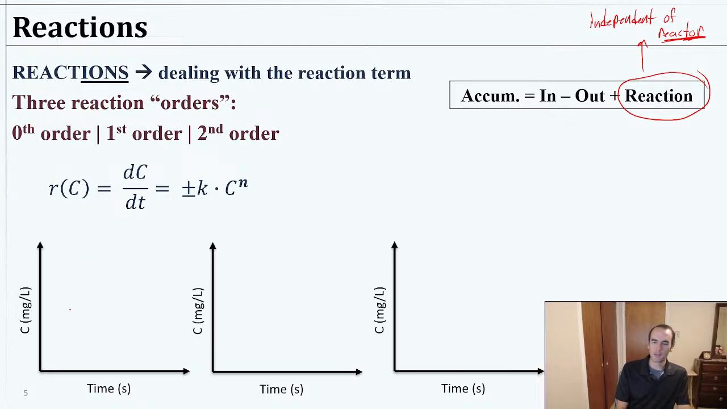So if we were to take a look at reactions changing a concentration as a function of time, we can write the rate equation as some rate is equal to the change in concentration per change in time, so dC/dt, is equal to either plus or minus, depending on if it's a growth or a decay reaction, times some rate constant k, times our concentration C to the nth power. And n here is our reaction order.